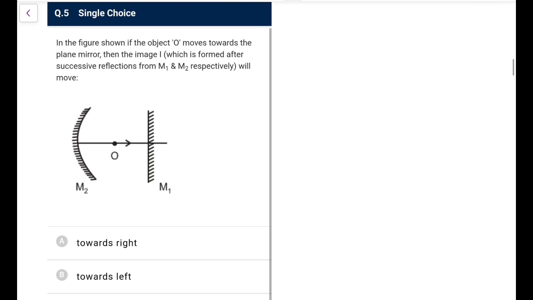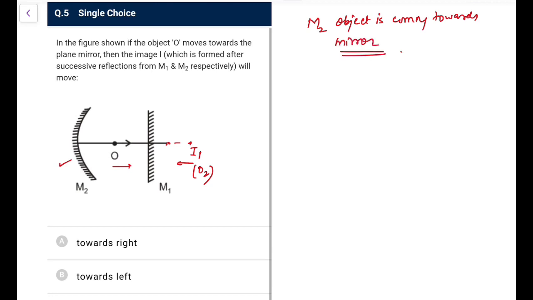In the figure depicted, the object O moves towards a plane mirror, then the image I, which is formed after successive reflections from M1 and M2 respectively, will be. So just first make sure, this is O, this is I. If it goes here, definitely I will shift here, this I1, and this I1 acts as an object for the second mirror. So here we are seeing clearly, for M2, the object is coming towards the mirror.